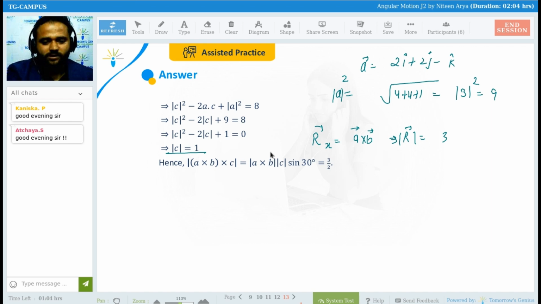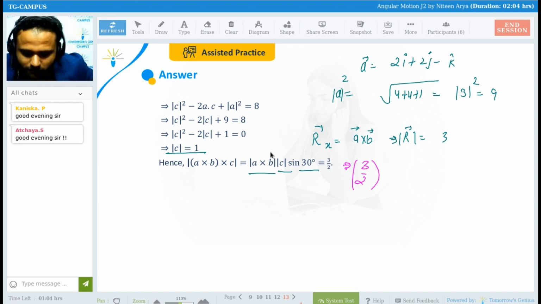So then A cross B cross C, magnitude of AB, magnitude of C, and then sine 30 degree. Sine 30 degree is half. So 3 into 1 into 1 by 2 is 3 by 2, the answer. Is this clear? So in this way you need to find it. There is nothing big in this, nothing you need to worry about.